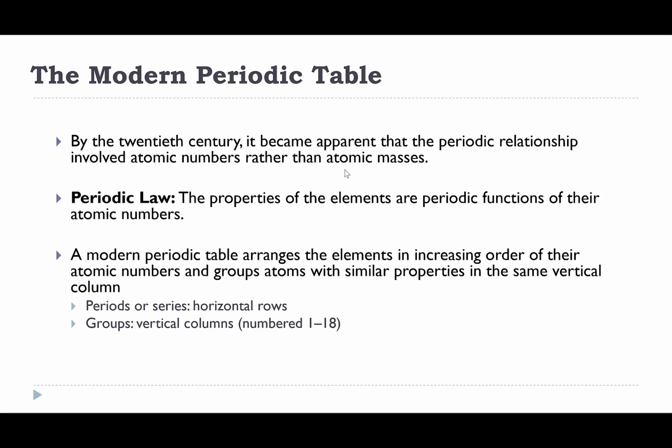The properties of elements are periodic functions of their atomic numbers. So a lot of these properties repeat. And then the modern periodic table arranges the elements in increasing order. And then we've got vertical columns. We've got horizontal rows. The vertical columns, well, I'll talk about those on the next slide.